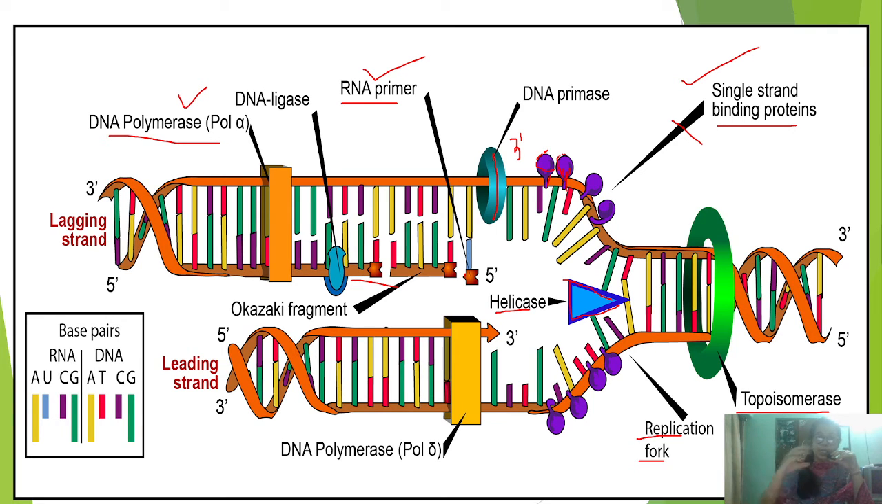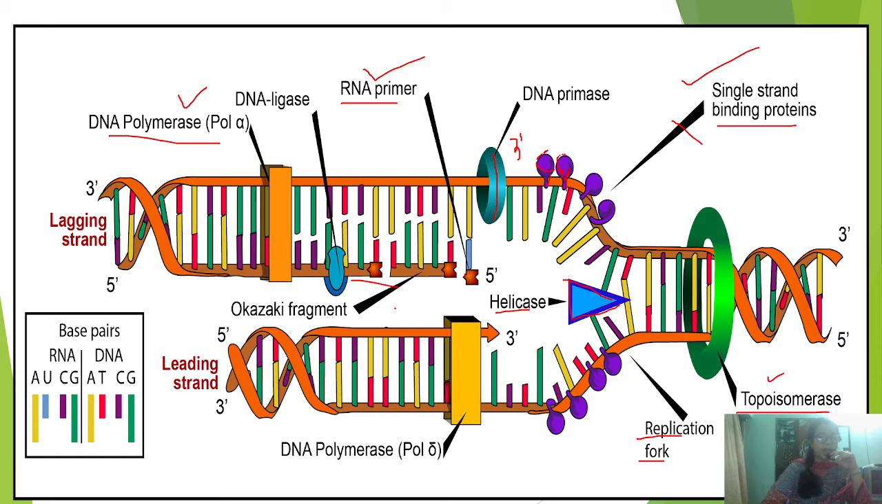Okay, so to release the tension which will be created, this front part will get open and the back side will get supercoiled. So that the process of replication takes place smoothly, the topoisomerase enzyme mainly relaxes the supercoiling. Okay, so the topoisomerase enzyme is also added.